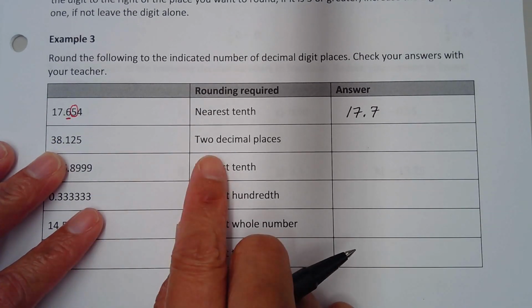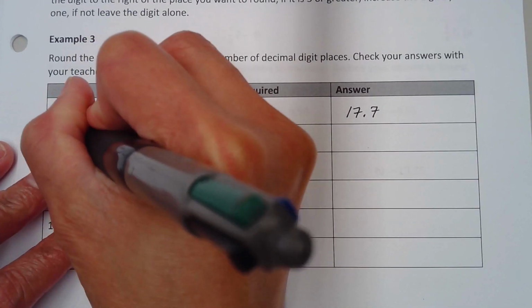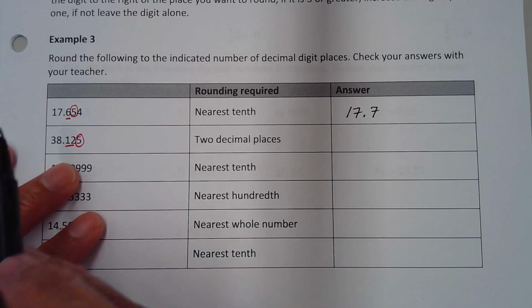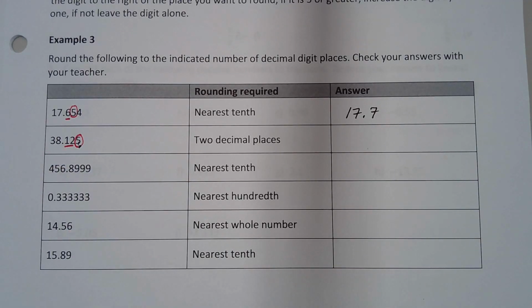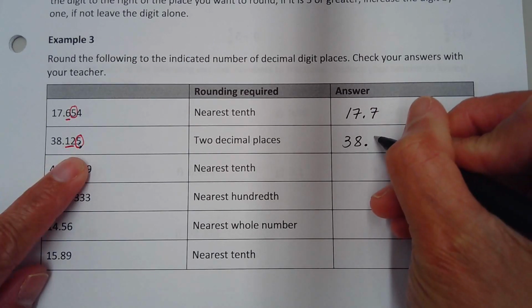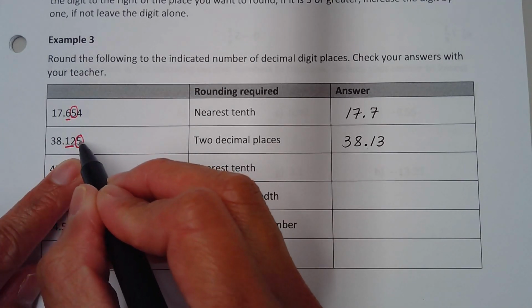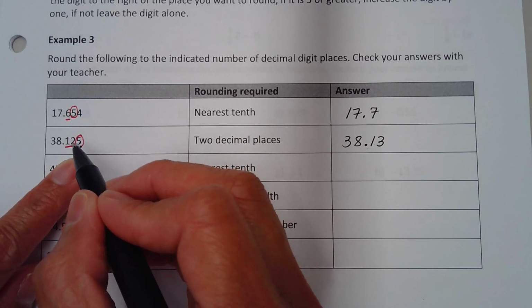This one here, rounding it to 2 decimal places. 2 decimal places is here. You look at the next one, the third. If the next number is 5 and up, you would round up 1. So that would be 38.13. So this circled 1, the next one is 5 and higher, you round it up 1.